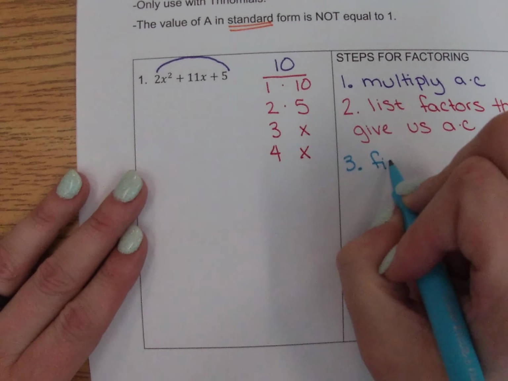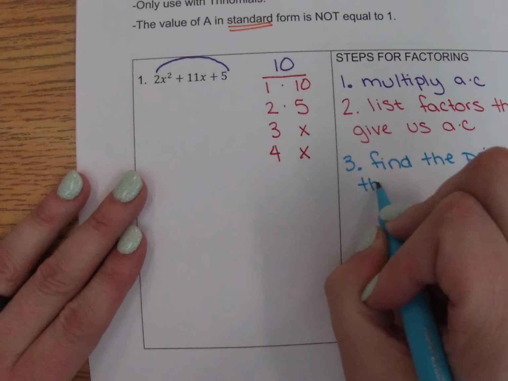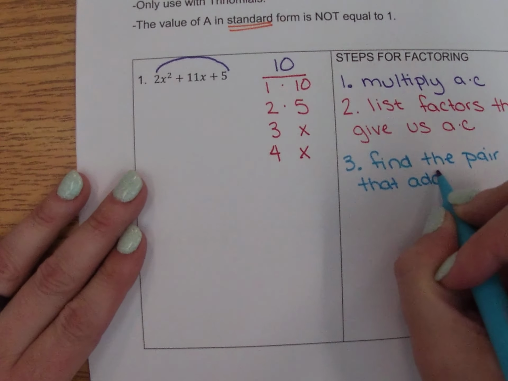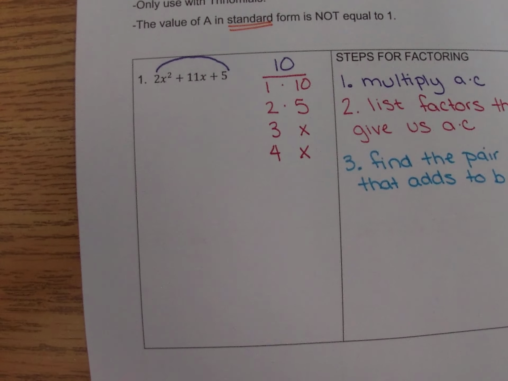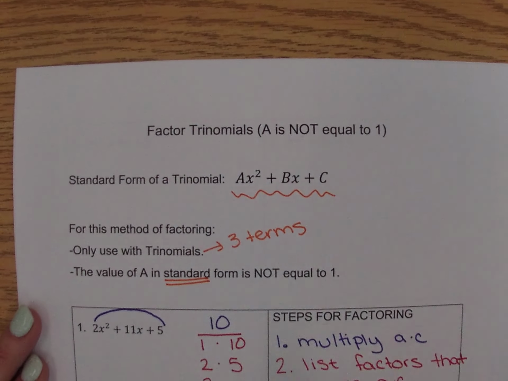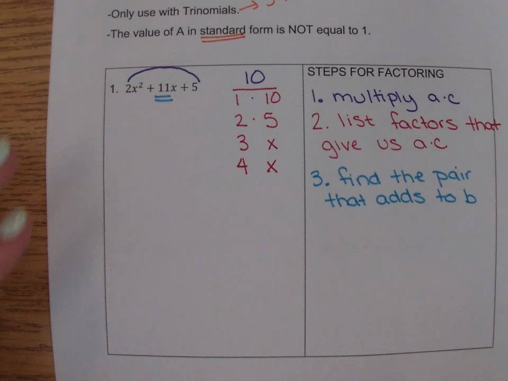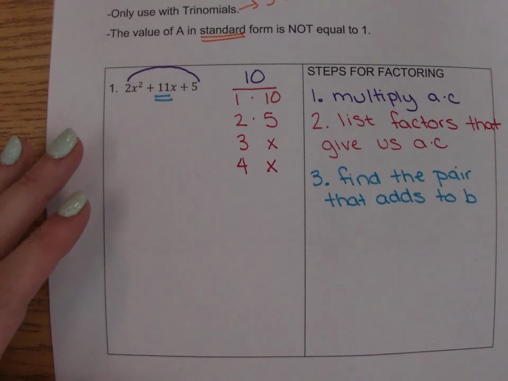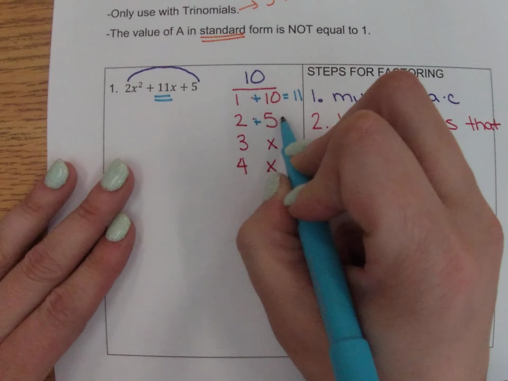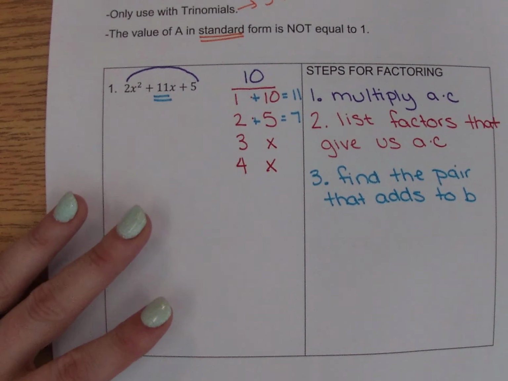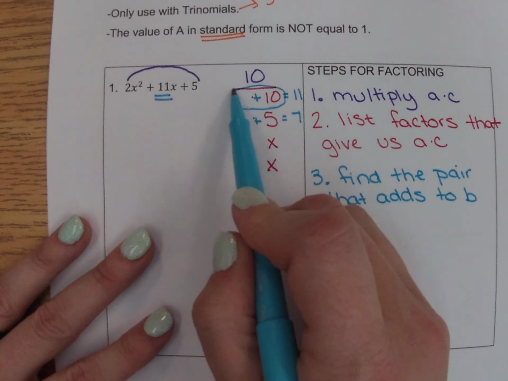Okay, then we want to find the pair that adds to b. We're going to find the pair that has a sum of b. So if we remember, b up here is our middle term. So when we're looking at our trinomial, we want our middle term. So our middle term is 11. So I'm going to start adding up these 2 pieces. 1 plus 10 equals 11. 2 plus 5 equals 7. I want whichever one adds up to this middle number. So that's 11. This is 11. So I want this 1 plus 10.